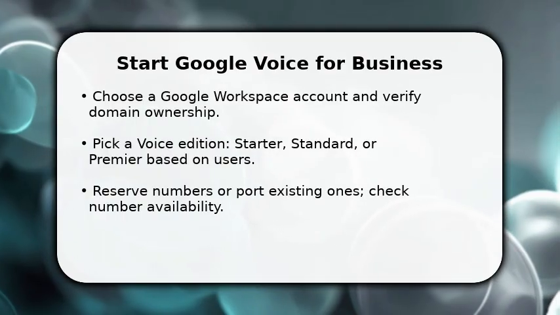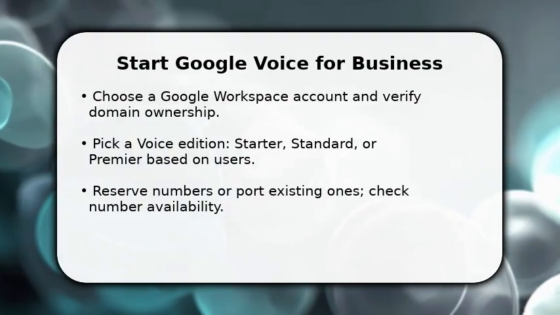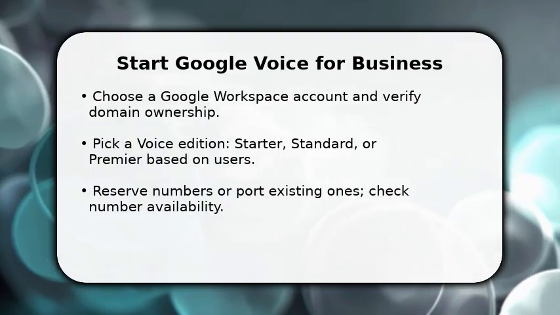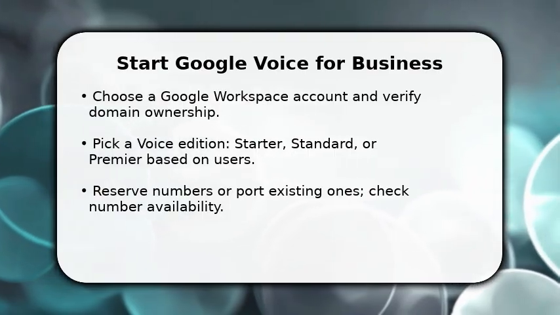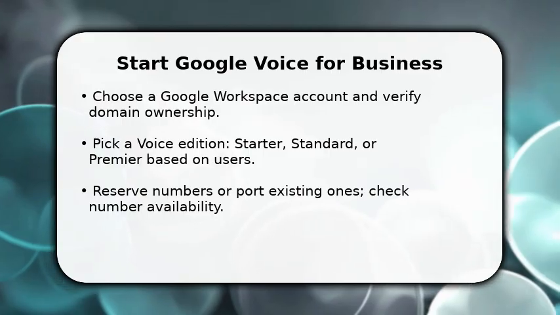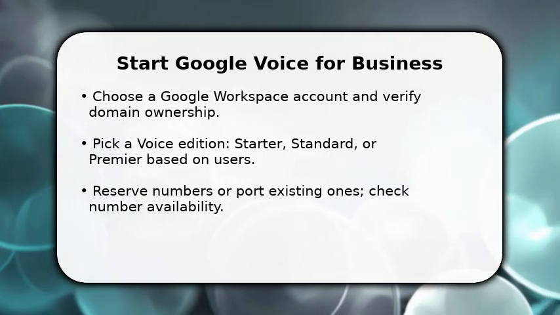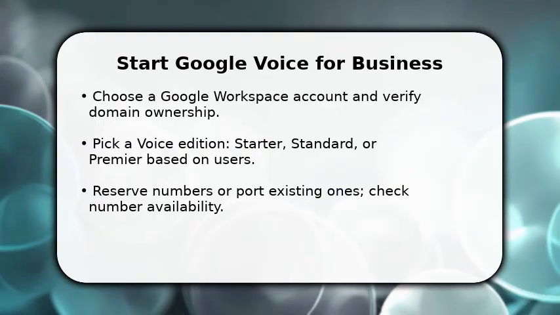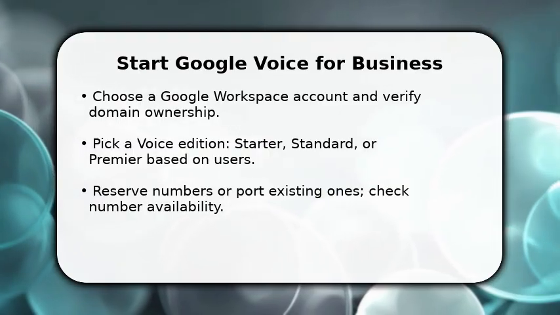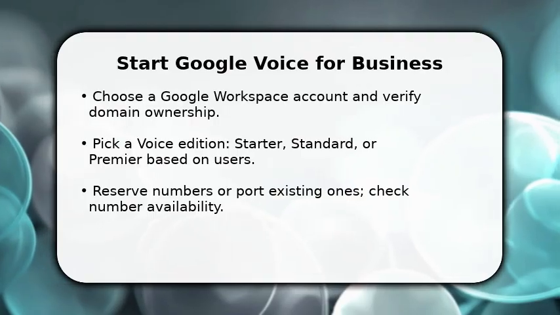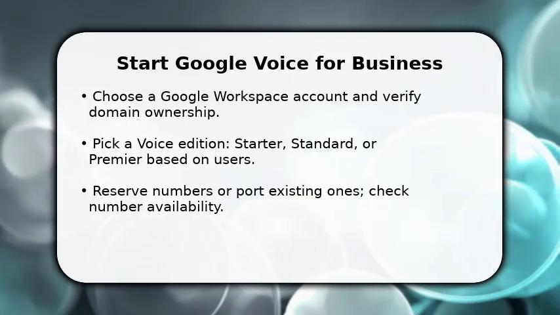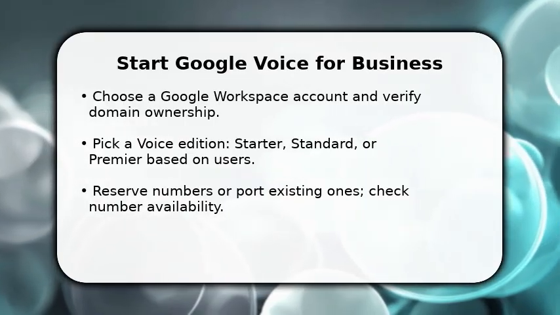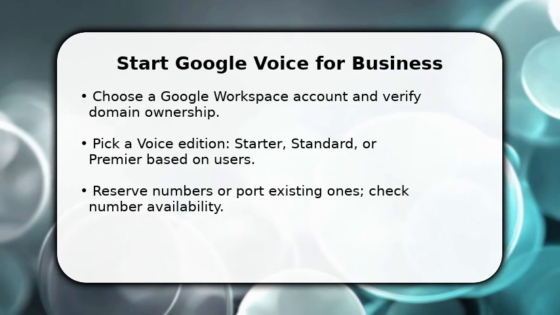You begin by confirming you have a Google Workspace admin account and a verified domain. This enables business features. Once done, select the appropriate voice edition for billing and feature needs so you don't outgrow limits. Next, reserve new numbers or start the porting process for existing lines. Porting takes time and needs carrier authorization. These first steps set identity, billing, and numbering, so make sure to gather admin credentials and carrier details before moving forward.